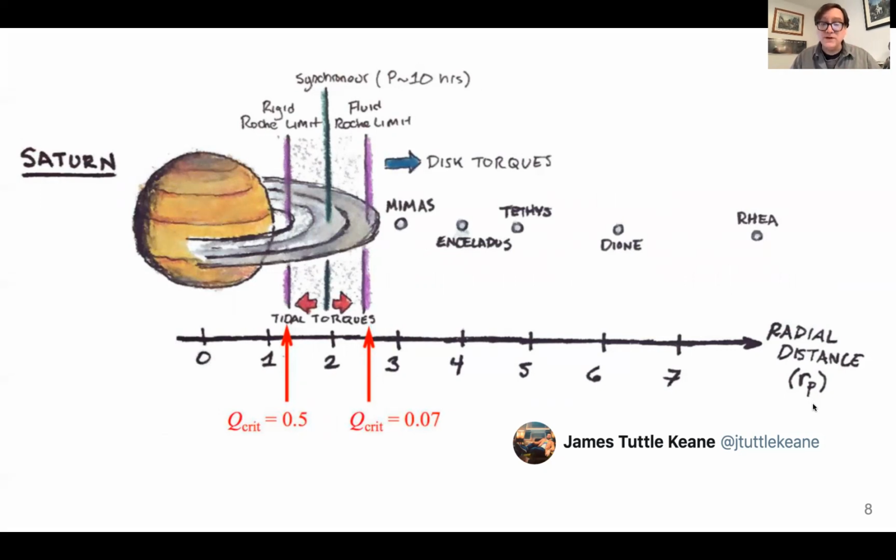This is a sketch from James Tuttle Keene, who does a lot of neat sketches on Twitter. And I added the q critical values because he called them the fluid Roche limit and the rigid Roche limit. But yeah, now this isn't the full story for how Saturn's rings are formed. I have a link in the description for a paper that essentially addresses how Saturn's rings are formed. And it turns out it's not just Mimas or other moons that started off at Mimas's place and then got disrupted, but it's actually interactions from 6 or 7 different moons of Saturn that all sort of have to work together to produce the rings that we see. Okay.